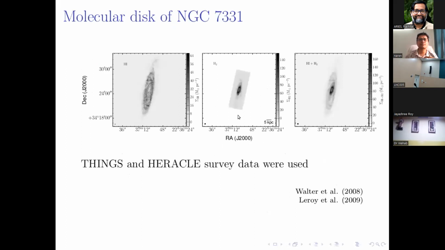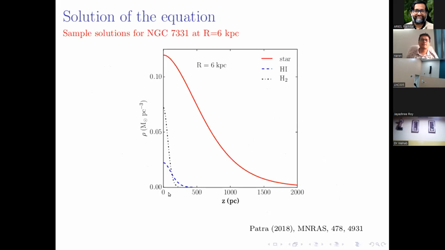So the first galaxy we have tried is NGC 7331. This is a very interesting galaxy. This galaxy is called the Milky Way's twin, and we have used the data from the THINGS and HERACLES surveys to solve the hydrostatic equilibrium equation and get the vertical density distribution of molecular gas, right?